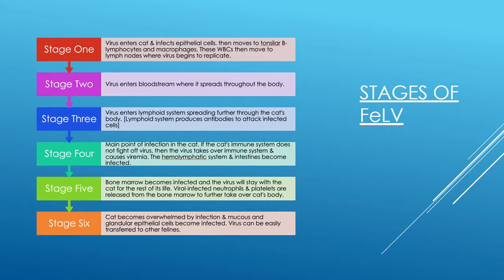If the cat's immune response is ineffective, the virus overcomes the cat's immune system and causes viremia. In stage 5, the bone marrow is infected and the virus stays with the cat for the rest of its life. Lastly, in stage 6, the cat is overwhelmed by infection. The mucus and glandular epithelial cells become infected. Now the virus can easily be transferred to other felines.